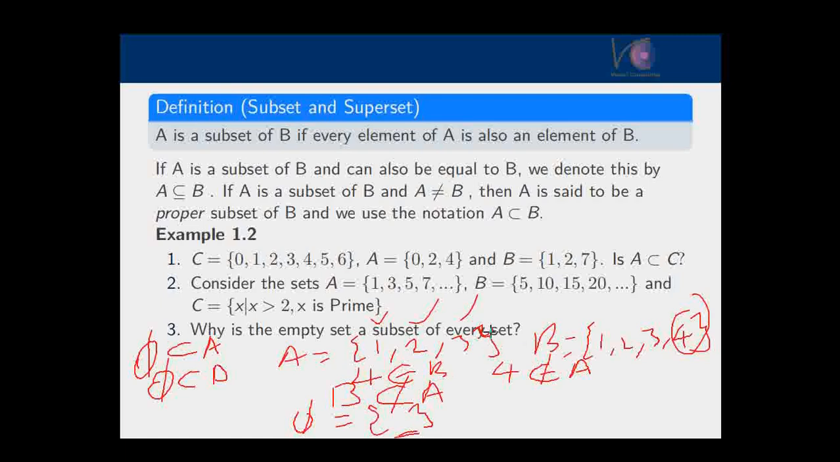Pause the video and think about that. In this empty set, do we have an element that is not in A? Because by definition, if we have an element that is not in A, then the empty set is not a subset. Therefore, since there is nothing here, we don't have an element that is not in A. Therefore, your empty set is a subset of A. There is no element in the empty set that is not in A. Therefore, the empty set is a subset of A.